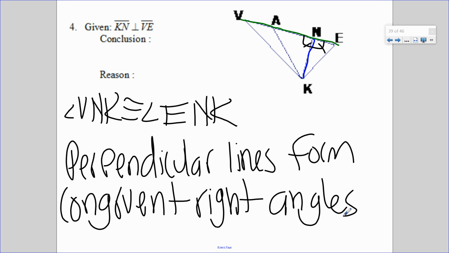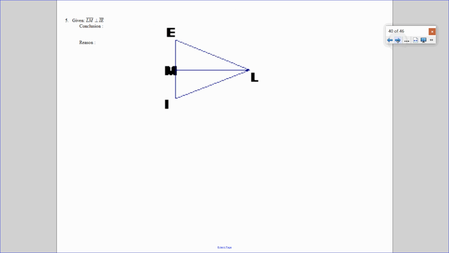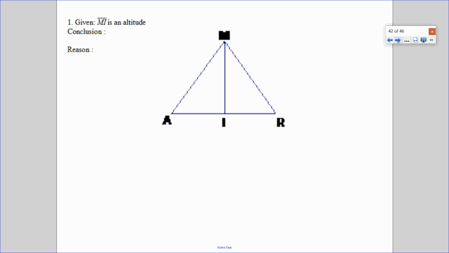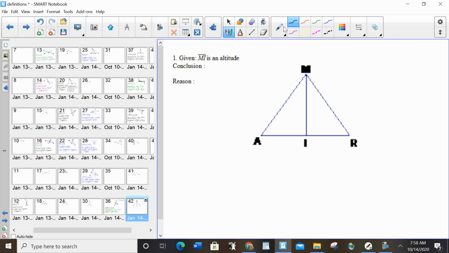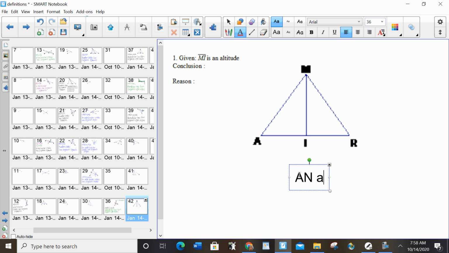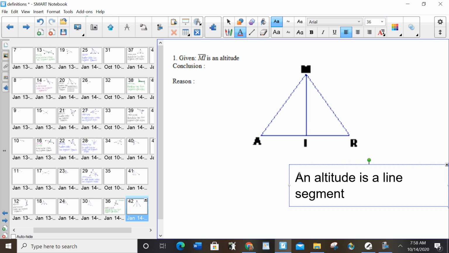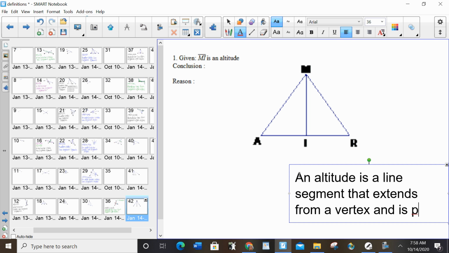All right, we got one more definition to go through, and that is altitude. And altitude is essentially the exact same thing as perpendicular. So we talked about median before. There's what it is and what it does. Same thing for altitude. Let's first talk about what it is. An altitude is a line segment, just like a median, that extends from a vertex, just like a median, and is perpendicular to the base.